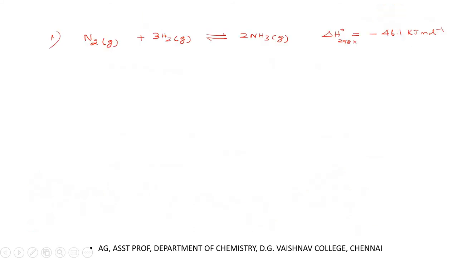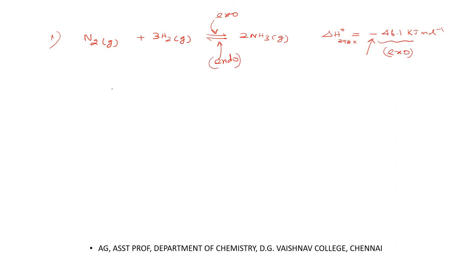See this, nitrogen combined with hydrogen forms ammonia. This is a gas phase equilibrium reaction, and delta H naught is given. See the sign of delta H naught. It is negative, that means the overall equilibrium reaction is exo. Not only that, delta H negative also indicates that forward reaction is exo and backward reaction is endo.